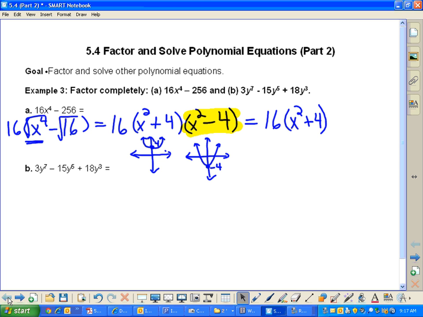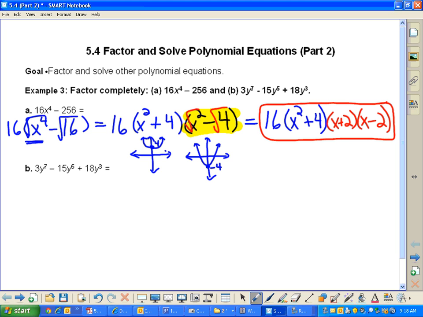So x squared minus 4, not done yet. We still have to factor that. That is, again, a difference of two perfect squares. So you could square root method that guy, and this will give us x plus 2, x minus 2. Now that guy right there is completely factored.